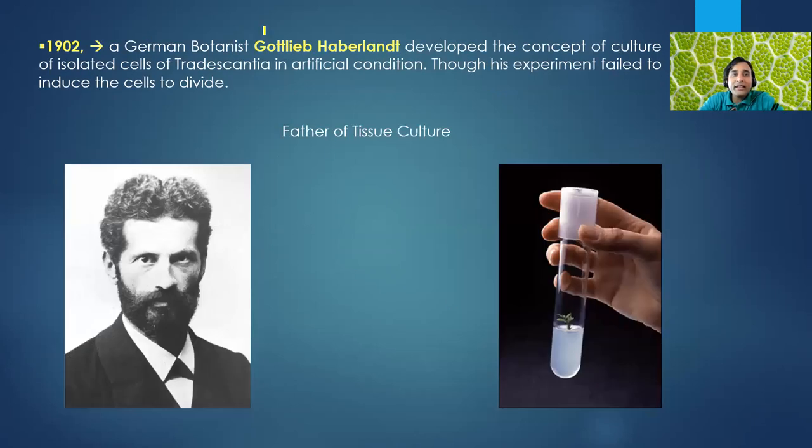And later on, Gottlieb Haberlandt, a German botanist, who is also considered the father of tissue culture. He was the one who did the first experiment on transcending plant cells, right? He isolated the cell and put it in artificial media, okay, artificial conditions. His experiment was a failure, but he was able to maintain cells and tissue alive for a few days and weeks.